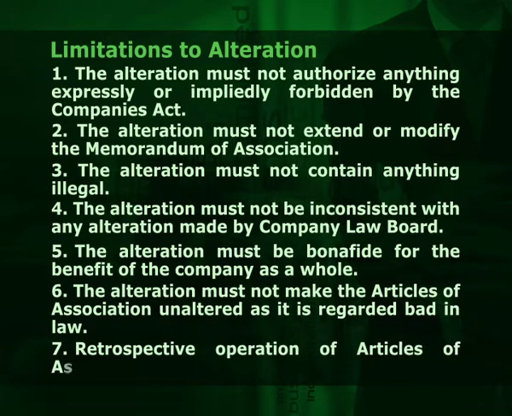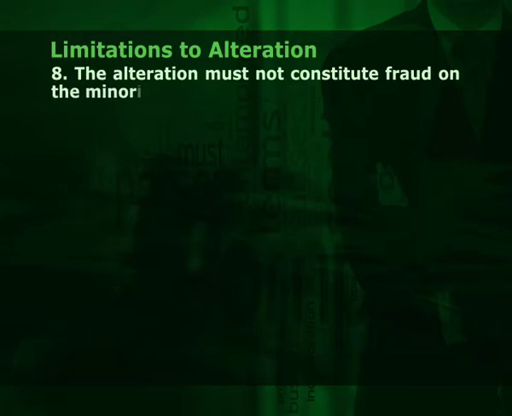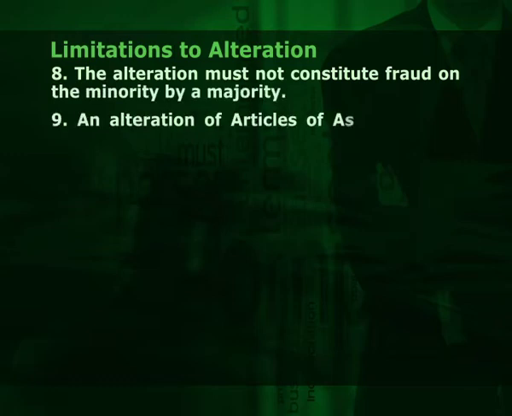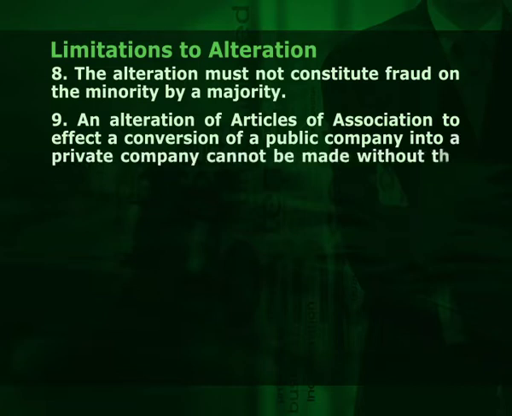Seventh, retrospective operation of Articles of Association. Eighth, the alteration must not constitute fraud on the minority by a majority. Ninth, an alteration of articles of association to effect a conversion of a public company into a private company cannot be made without the approval of the central government.